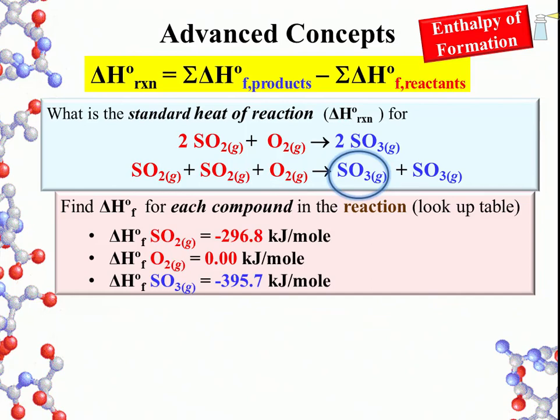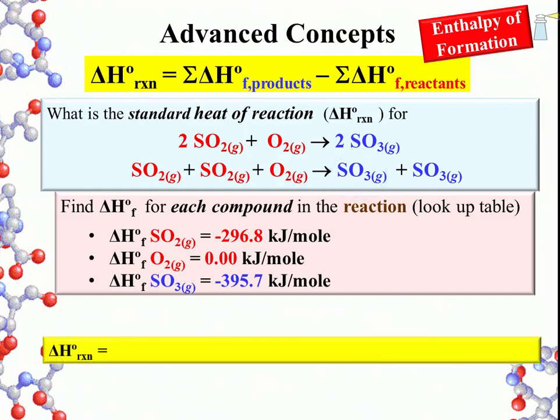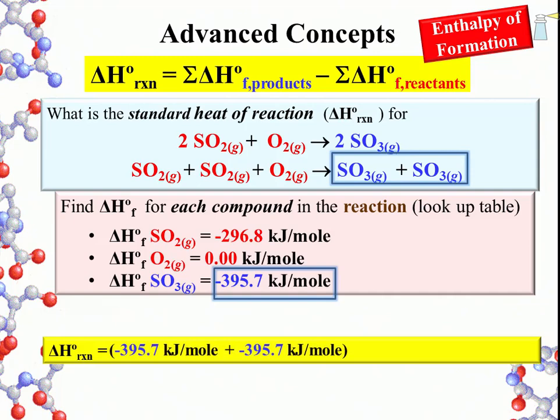Notice that the sulfur dioxide and the sulfur trioxide have negative standard heats of formation. They are both stable compounds, with sulfur trioxide being more stable. With our heats of formation in hand, we are ready to calculate the standard heat of reaction. Start by getting the summation of the standard heats of formation for the products. That's these guys. Add all values together. Add negative 395.7 kilojoules per mole twice, one for each sulfur trioxide.